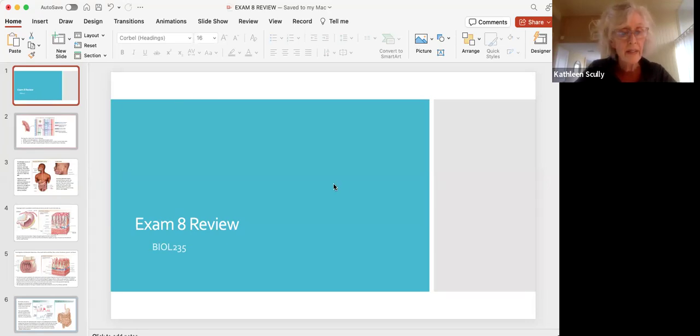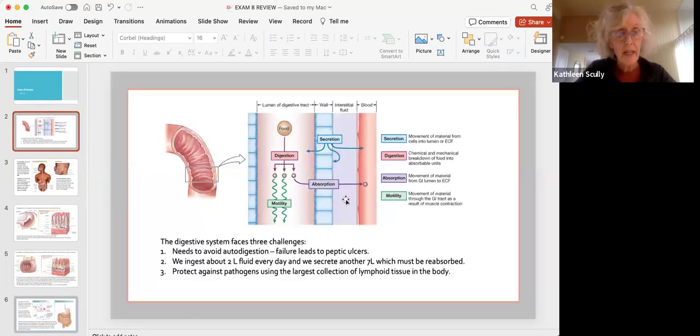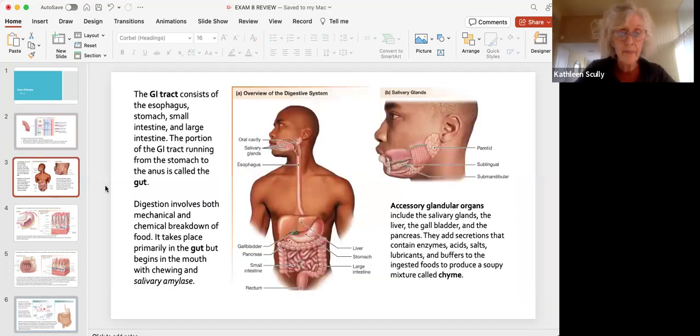Hi, everyone. This is a quick review for exam 8. So we're talking about digestion. What would I like you to know? Things like the definition of the 4 processes that are involved in digestion. The basic anatomy of the GI tract and the recognition that there are accessory glandular organs like salivary glands, like the liver, the gallbladder, and the pancreas.